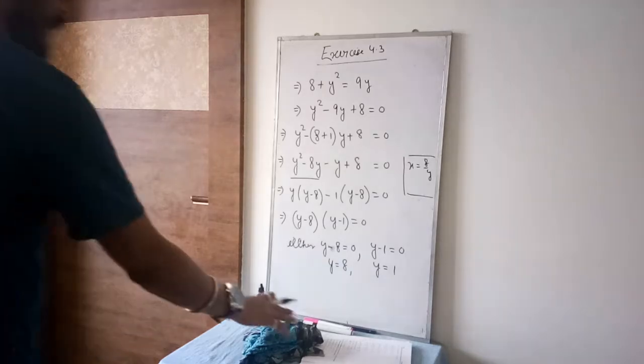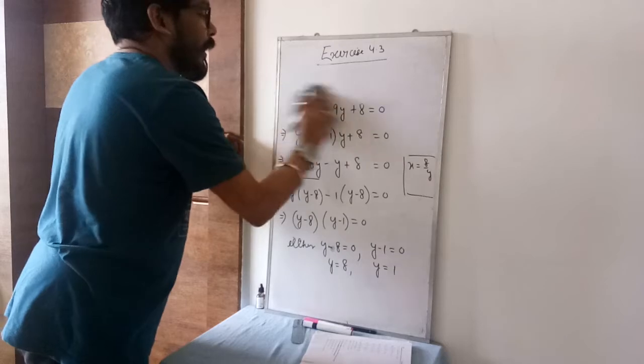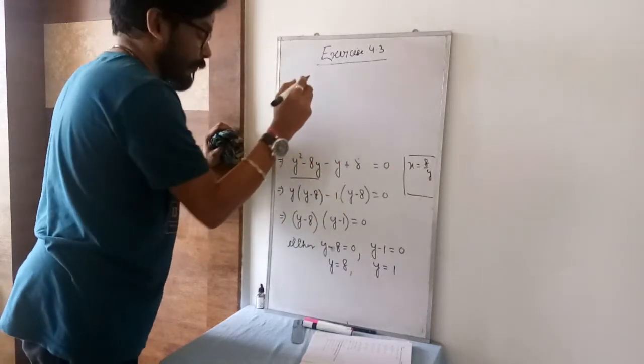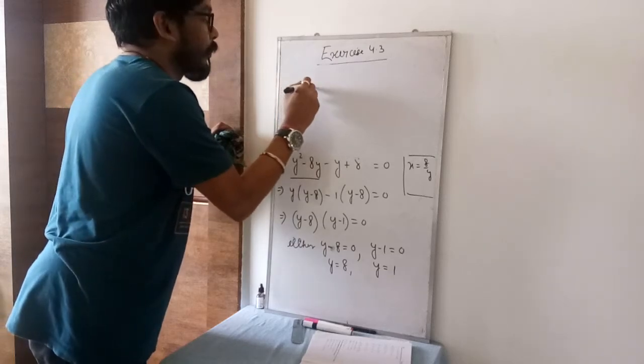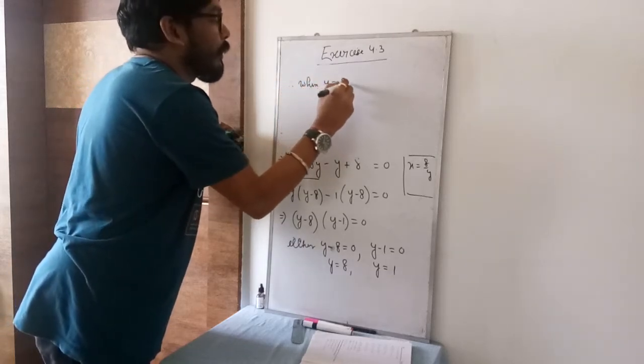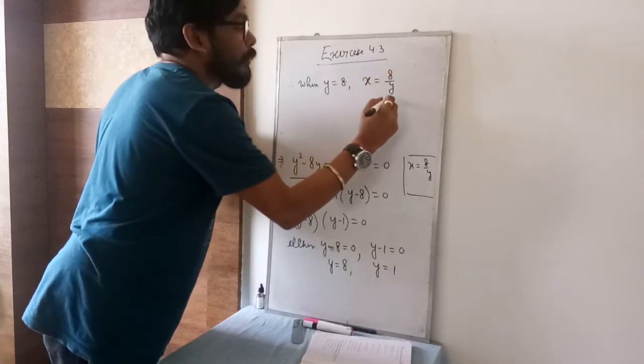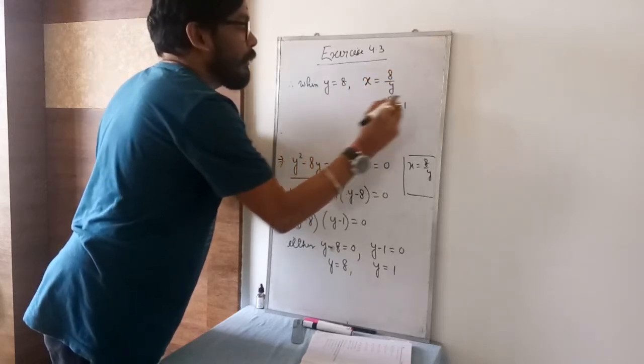Again, now I have to find the value of x. So x value, what did I get? x equal to 8 by y. Therefore, when y equal to 8, x equal to 8 by y. So in place of y you will put 8, it is 1.